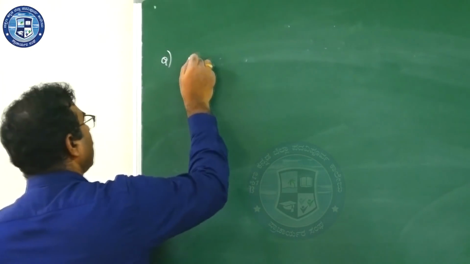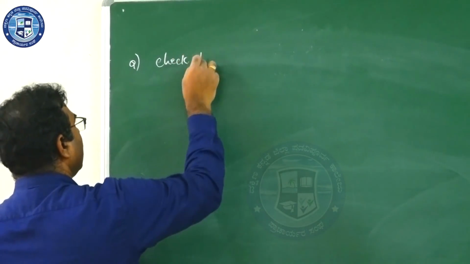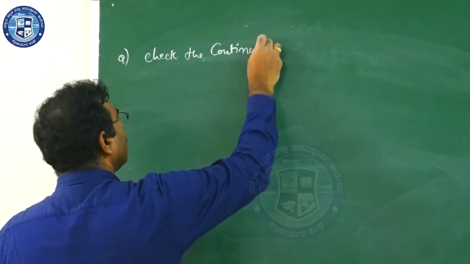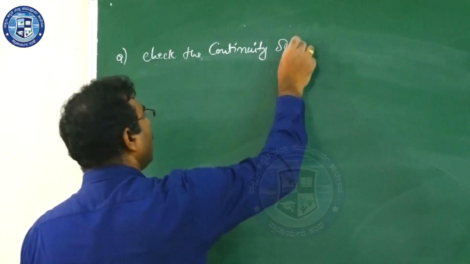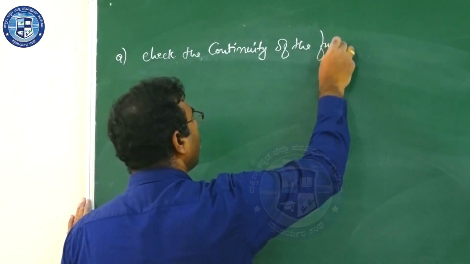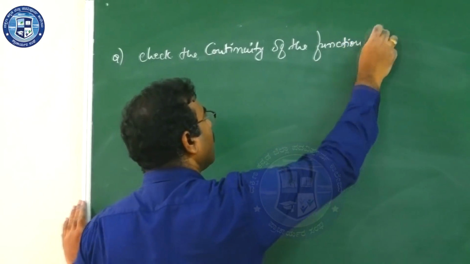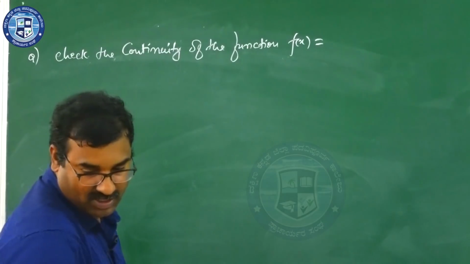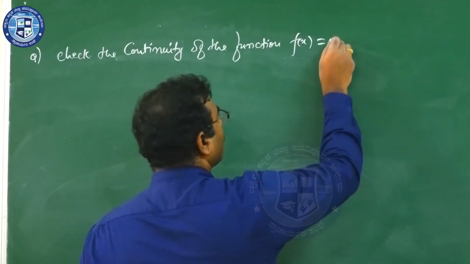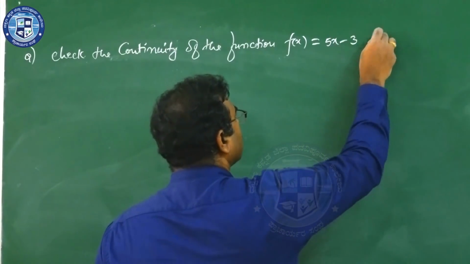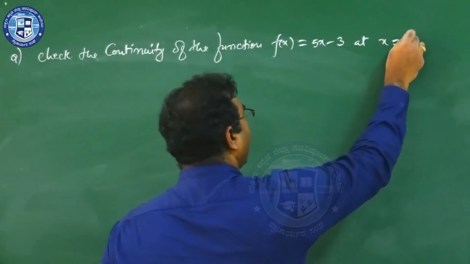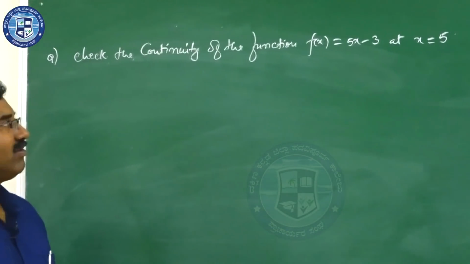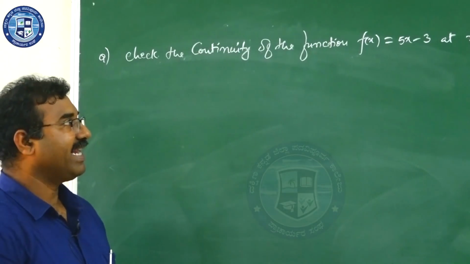We will write one more question. Check the continuity of the function f(x) is equal to 5x minus 3 at x equal to 5. Check the continuity of the function f(x) is equal to 5x minus 3 at x equal to 5.